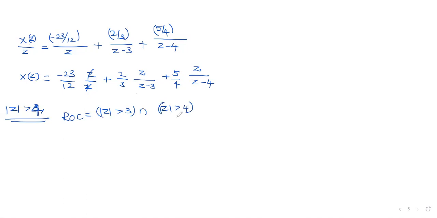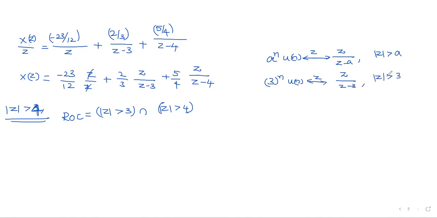Now you see that whenever greater than is there, that is a right-sided signal. What is the inverse Z transform? A power n u of n, the Z transform is z by z minus a, mod z is greater than a. Now here z minus 3, z minus 4. That means 3 power n u of n, the Z transform is z by z minus 3, mod z is greater than 3. Next, 4 power n u of n, the Z transform is z by z minus 4, mod z is greater than 4.